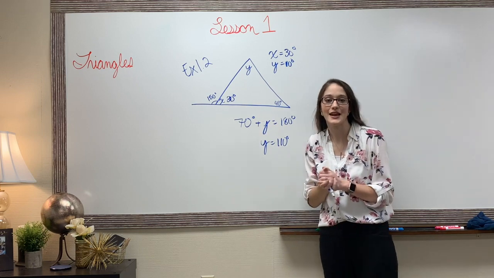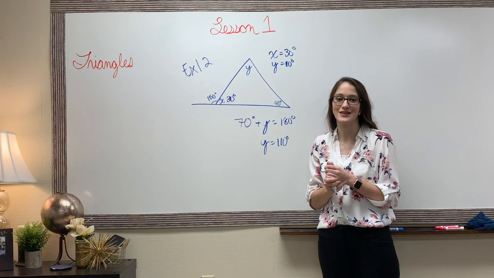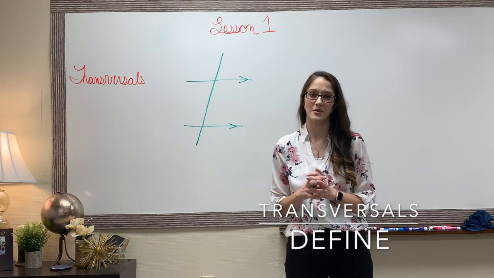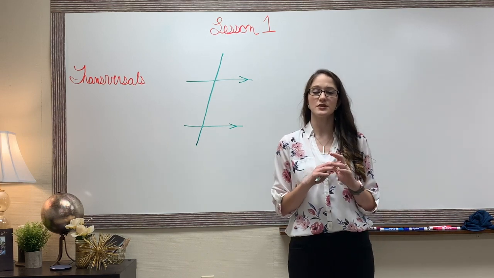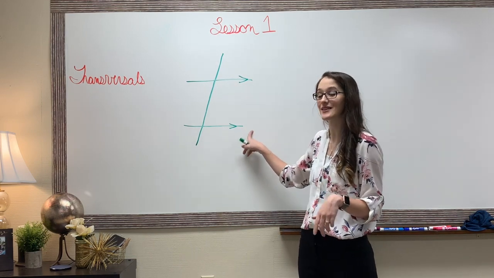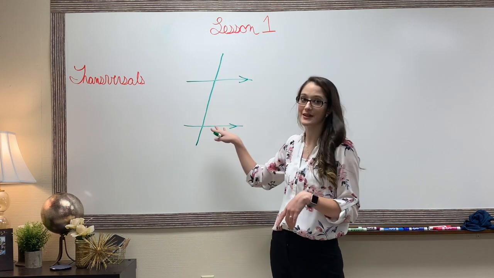And our missing angle is going to be 110 degrees, and that's all we need to do. Our next concept in this book is going to be talking about transversals. A transversal is when you have two parallel lines, as indicated by the arrows that are not at the edge of the segment, they are within the line.